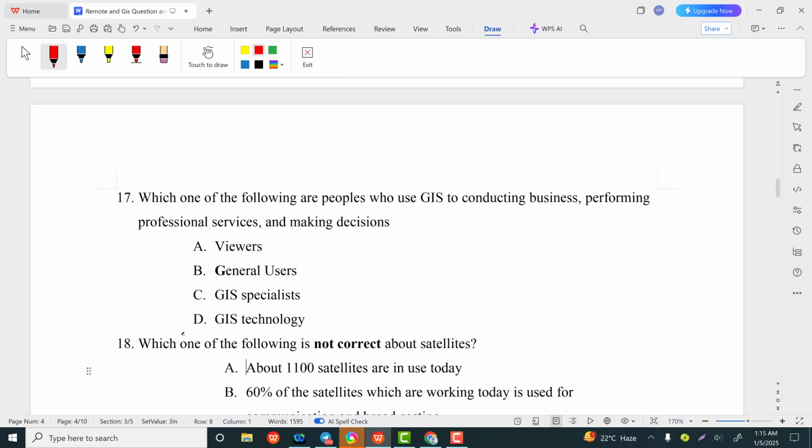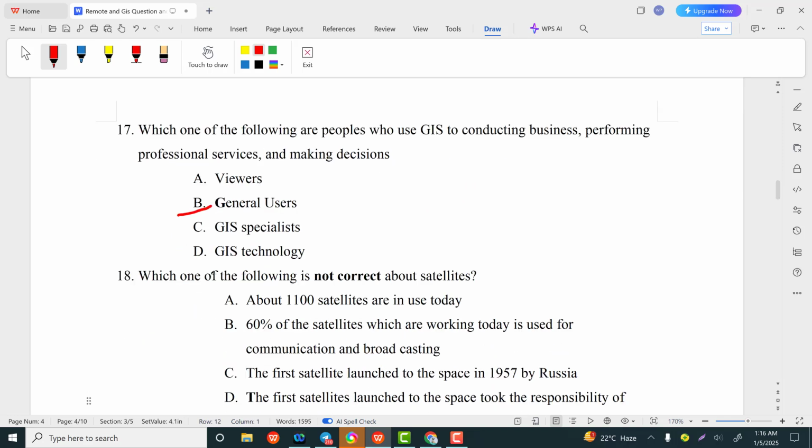Question number 17. Which one of the following are people who use GIS to conduct business, perform professional services, and make decisions? A, viewers. B, general users. C, GIS specialists. D, GIS technology. The answer is GIS users. This is simple.